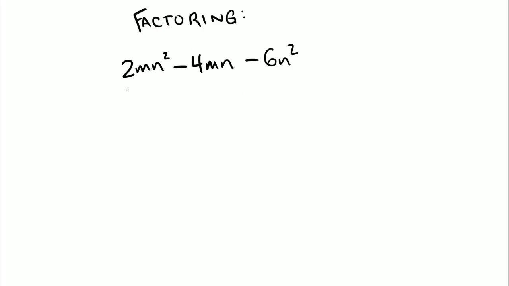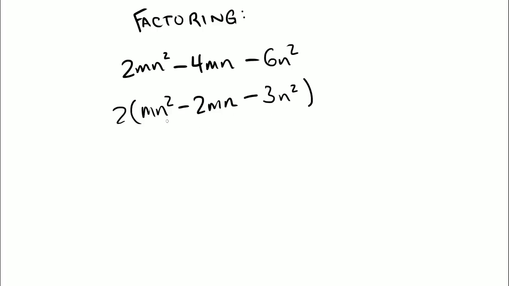So looking at it right off the bat, let's look at coefficients. We've got 2 here, 4 here, 6 here. Those are all divisible by 2. So let's pull 2 out of the brackets. Let's make some brackets. 2 divided by 2 obviously is 1. We don't write the 1, so we'll have just mn squared here. 4 divided by 2 is 2, so we're going to be minus 2mn. 6 divided by 2 is going to be 3, so 3n squared. Close our brackets.